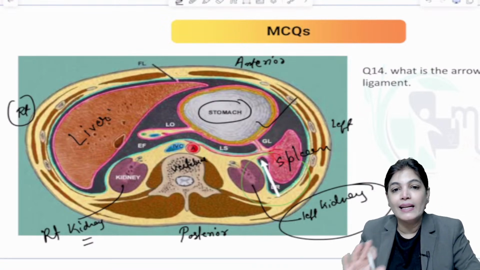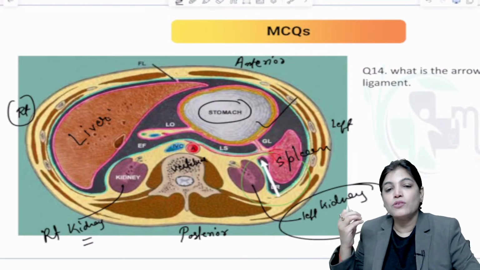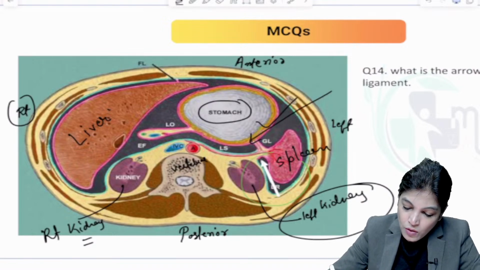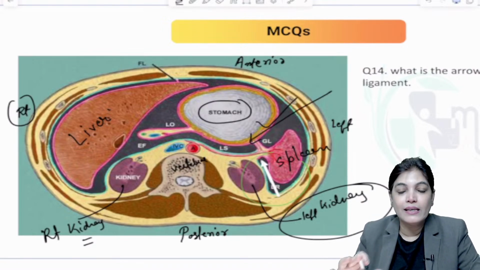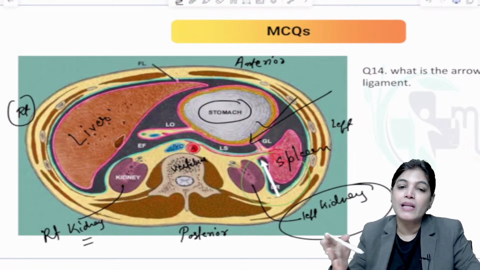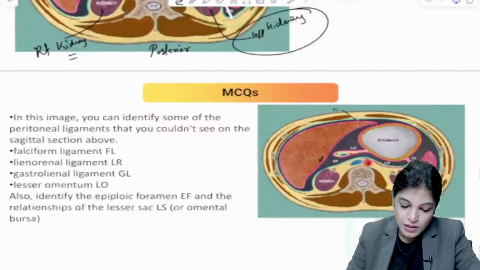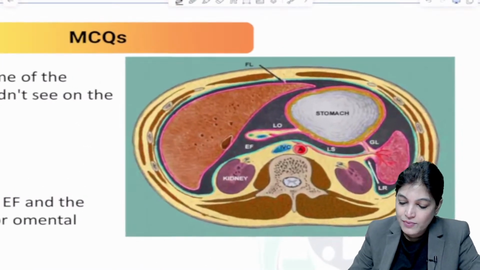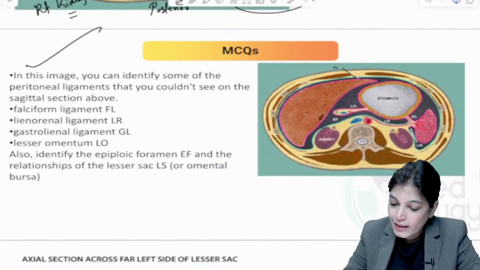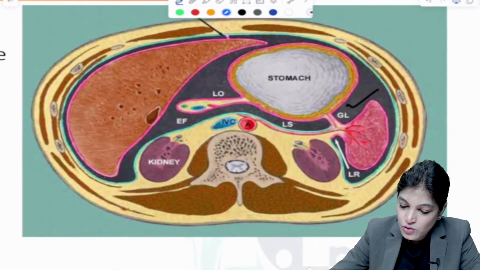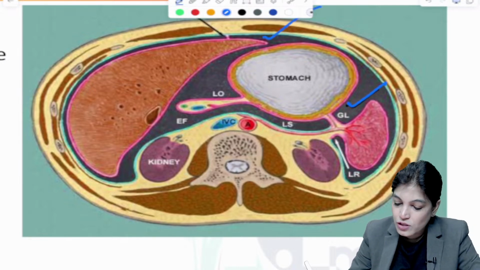वो कौन सा ligament है? Lienorenal ligament. अगर arrow या तो gastrosplenic ligament में marked होगा तो वहां पे arrow यहाँ पे होगा, this ligament पे होगा which is connecting stomach and the spleen. And if the white, as for example in this image मैंने white arrow mark किया है spleen और stomach में, so that will be lienorenal ligament. So here you can see the image, you can identify FC for falciform ligament. As you can see, lienorenal ligament LR, GL is the gastrolienal or gastrosplenic ligament. This is lienorenal ligament.